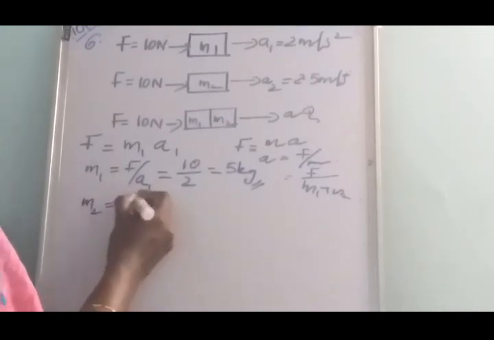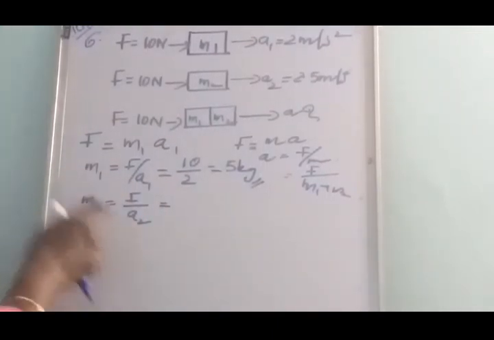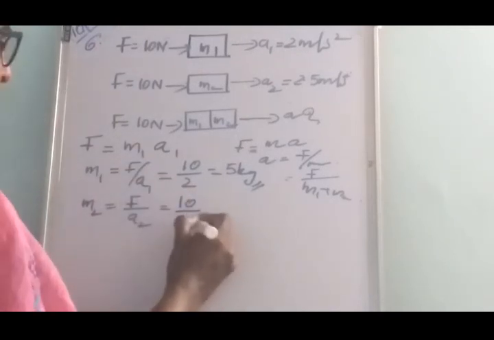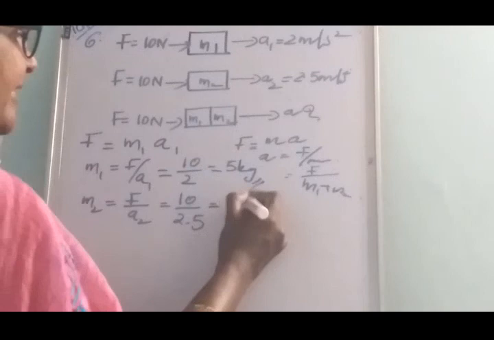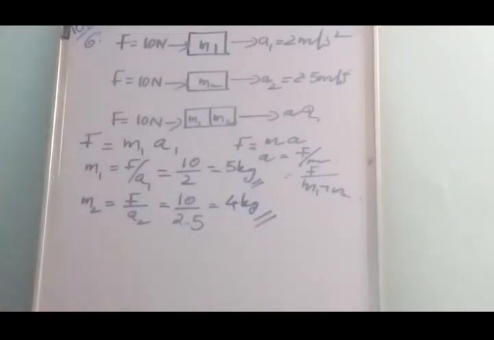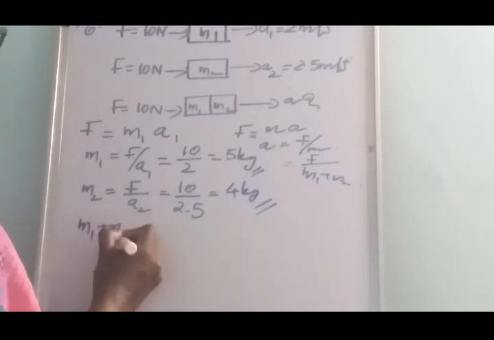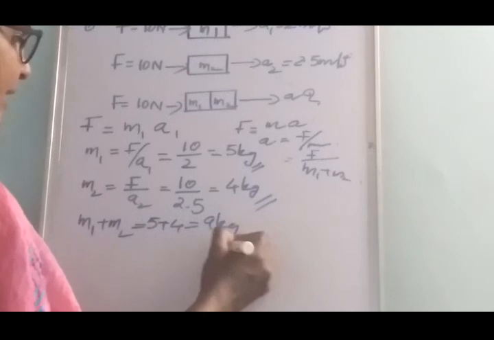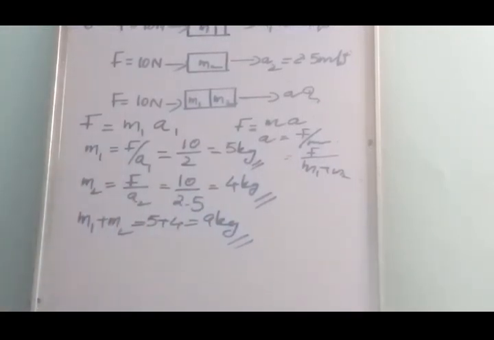Similarly, we can find m2. m2 is F divided by A2. You know F, the same force, 10, divided by A2, which is 2.5. Then 10 divided by 2.5 is 4 kg. Then what is m1 plus m2? m1 plus m2 is 5 plus 4, which is 9 kg.